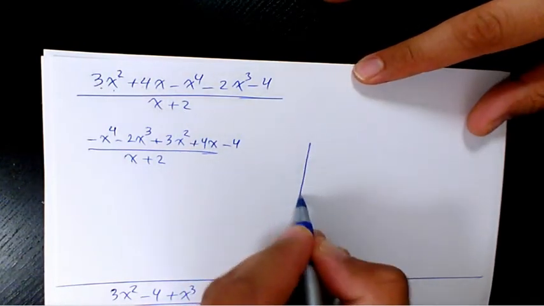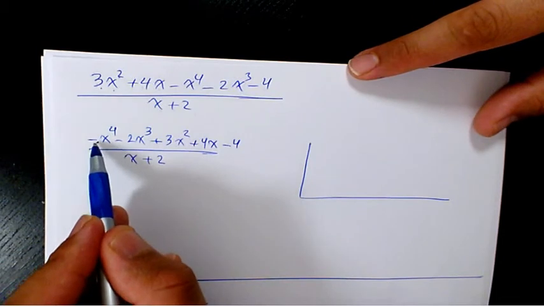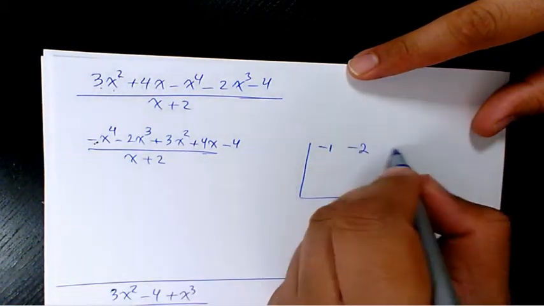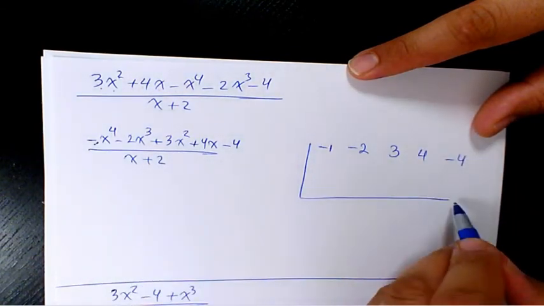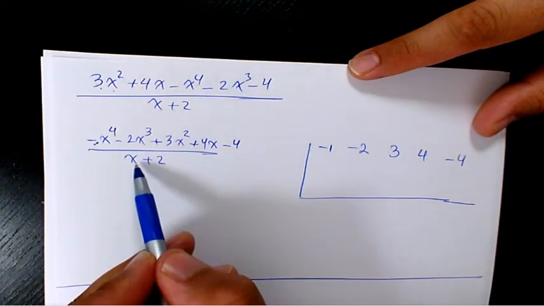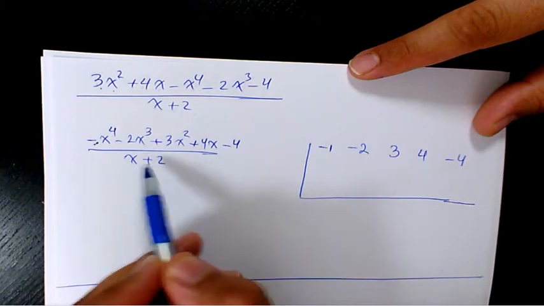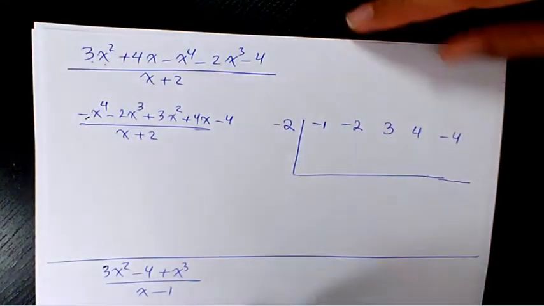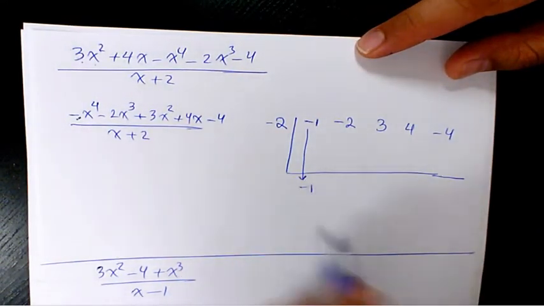So how do you use synthetic division? We need to use the coefficients first. The coefficient of the first term is -1, then you have -2, then +3, then 4, and then -4. And then we have that divided by x plus 2. The root of x plus 2 is -2. I'm going to write it here. So we need to bring the first term down, which is -1.